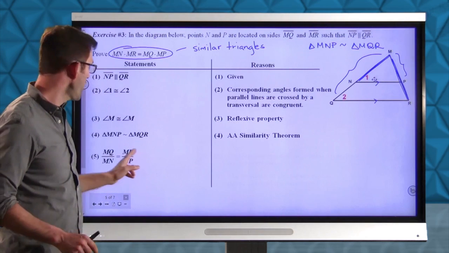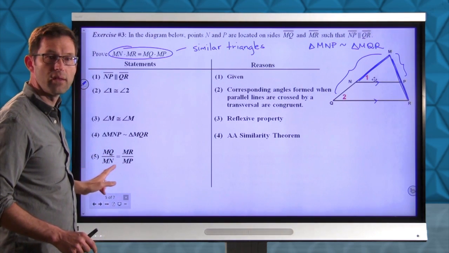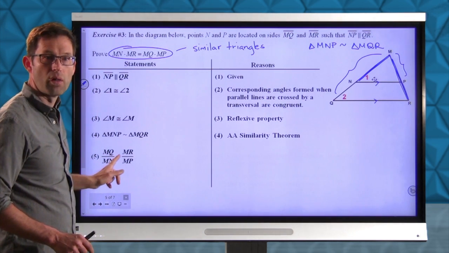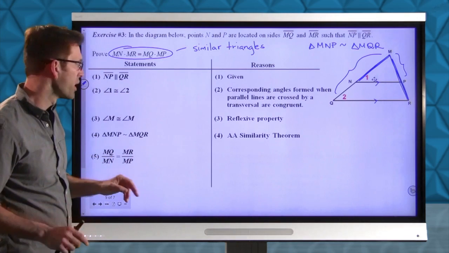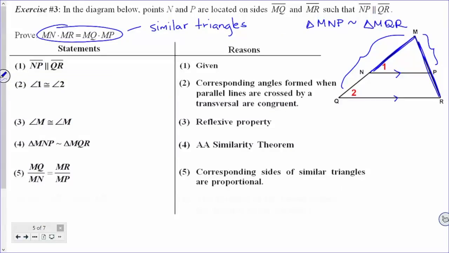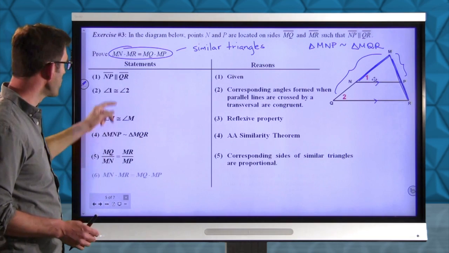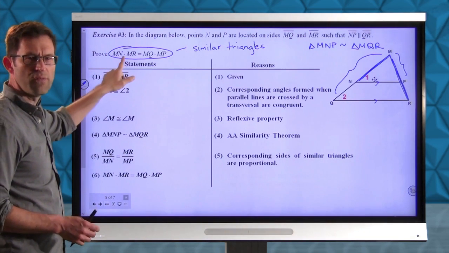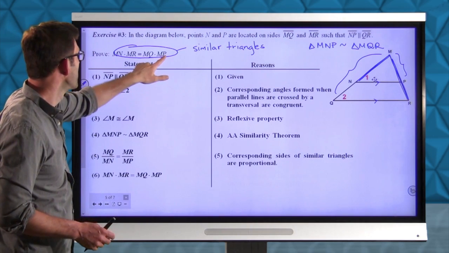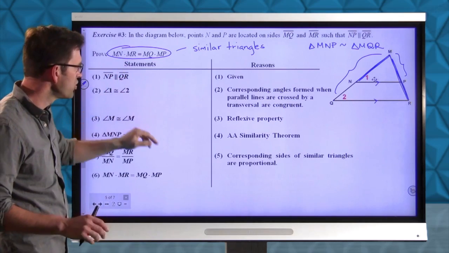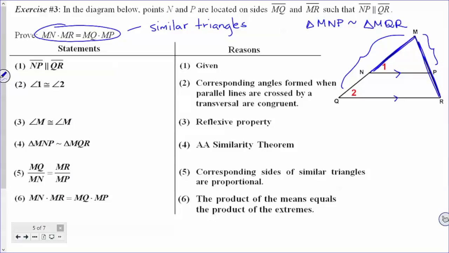So again, just stepping out of the way, MQ divided by MN is equal to MR divided by MP. So large divided by small, large divided by small in terms of the triangles. And the reason for that is corresponding sides of similar triangles are proportional. And now the beautiful thing is I can rewrite that as a product statement. Even if you had written this portion on the left-hand side and this portion on the right-hand side, you'd be okay, as long as you then said the product of the means equals the product of the extremes.